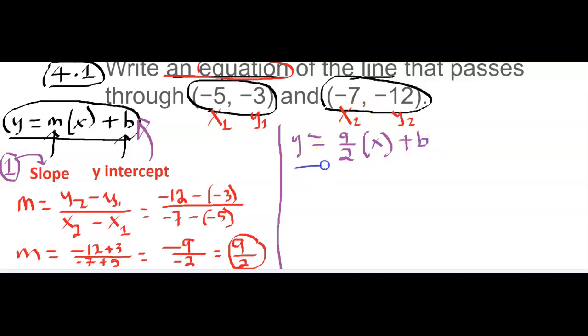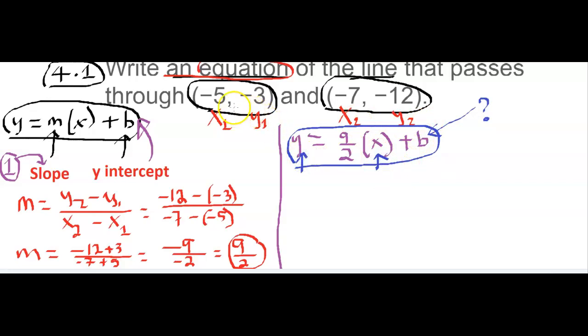But right now, I only have the slope. So the next part I need to do is find out what the y-intercept is going to be. We can find the y-intercept in this case because we already know what x and y are. This is my x, this is my y. So all you have to do is go back to the problem and use one of the 2 points that they gave you. You can use -5, -3, that's my x1, y1, or you can use -7, -12, that's x2, y2, and you substitute that into the x and the y in the equation to find b.